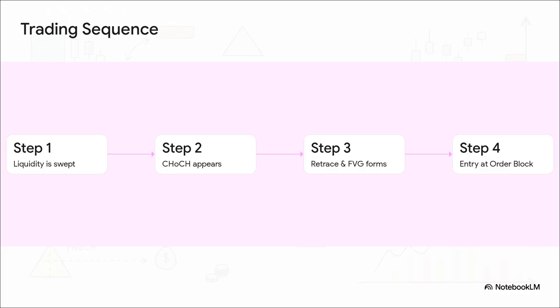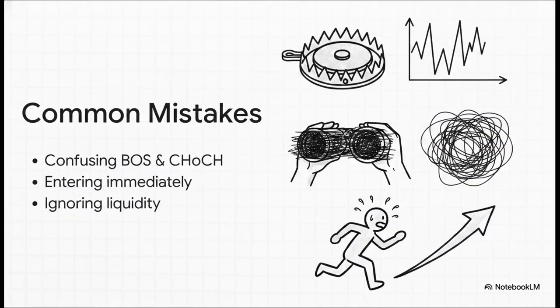Step 3. We don't enter immediately. We wait for a retrace into a fair value gap that forms after the CHoCH. And Step 4. We execute our entry at the institutional order block, anticipating the trend continuation. Actually, let's keep it simple. If you try to jump in at Step 2 before Step 1 has happened, you're just flipping a coin and risking taking a loss. So, just to keep ourselves safe, let's quickly review the specific traps to avoid.